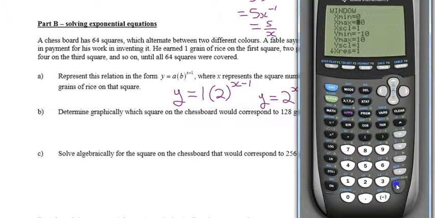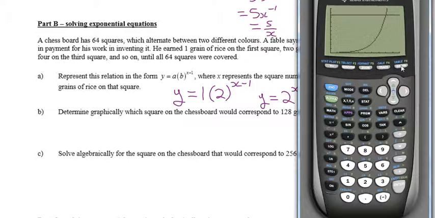X max, maybe 10 is good. I'm not really sure. X scale of 1 is good. Y min, I can start at 0. Y max, I have to at least show 128, so let's go to 150. And the scale, say by, I don't know what, 15s? And using these window settings, we'll hit graph. First it graphs the exponential. It starts out kind of low, but you can see it jumps up pretty quick. And then we get the y2, which is 128. So we want to know what's the x value when y is 128.